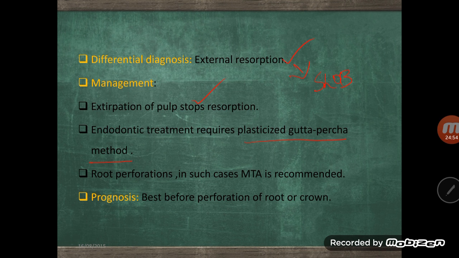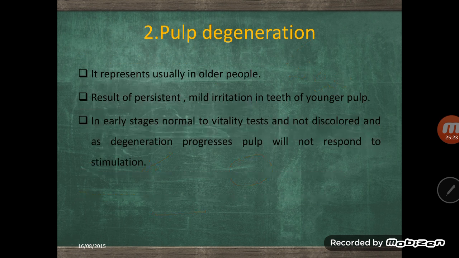Whereas in the case of this peculiar internal resorption or external resorption, you will have a different morphology and a different way of BMP. So for such cases, you can't go for normal gutta-percha or a lateral condensation technique. It's better to go for the plasticized gutta-percha technique, and sometimes it can communicate externally, as we discussed. At that time, you need some sort of MTA. And it is best done before perforation of the tooth; if it has communicated externally, the chances of prognosis will be less.